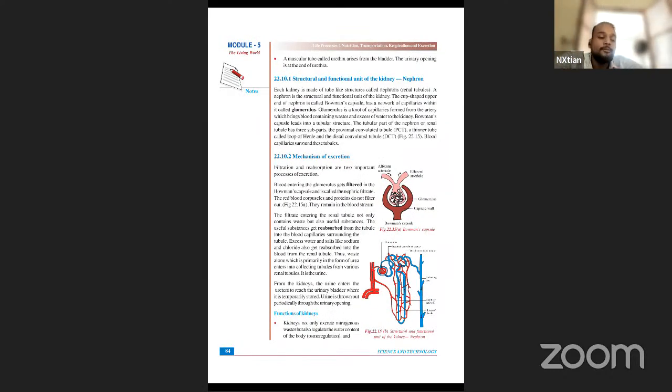Now, the structural and functional unit of the kidney. There is a name called the nephron. Nephron is like this.